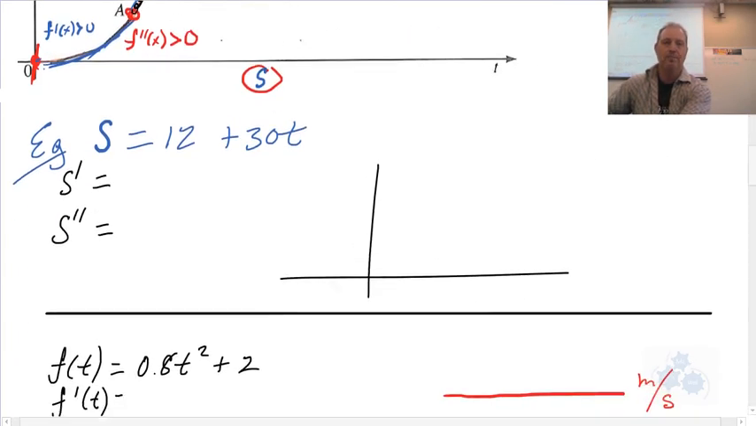Okay, as we move on. All right, if s is 12 plus 30t, what kind of function is this? Hoon, hi, wake up. What kind of function is this?